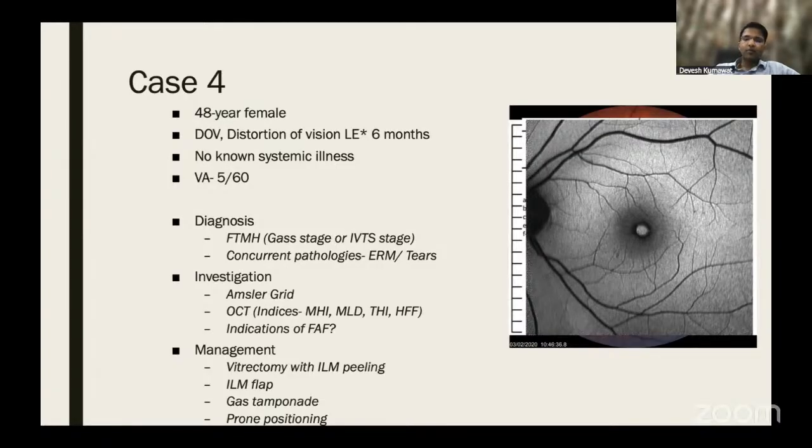So again, management. If you have reached till the management, that means your clinical history and examination part has gone very well. What is important over here is that you should ask for the history of distortion of vision, central scotoma, and then do an Amsler grid examination in this particular patient.